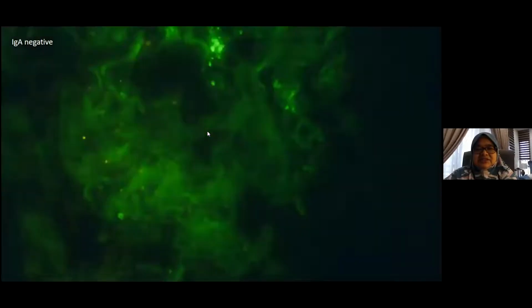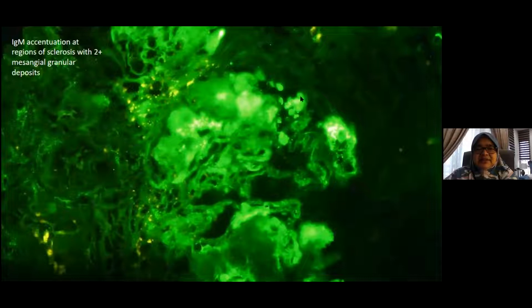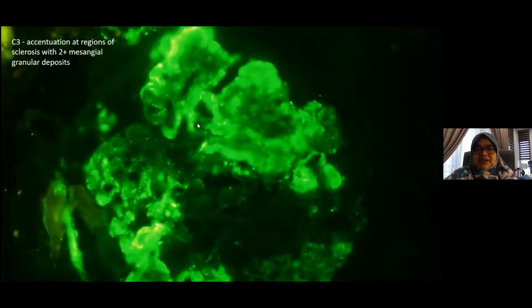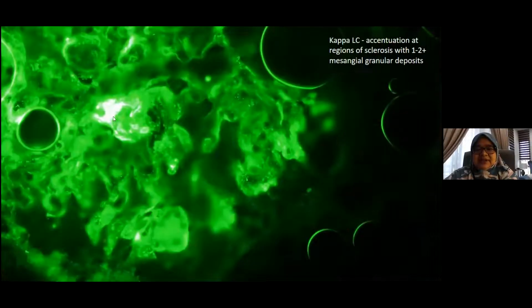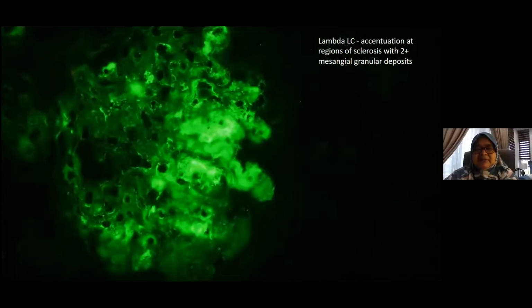On immunofluorescence, IgG was negative, IgA negative. The IgM shows accentuation at the area of sclerosis, 2+, mesangial granular deposits. C3 shows accentuation at the region of sclerosis, but C1q is negative. And again, there is some accentuation at the area of sclerosis for kappa and lambda. Then we proceeded with the EM.